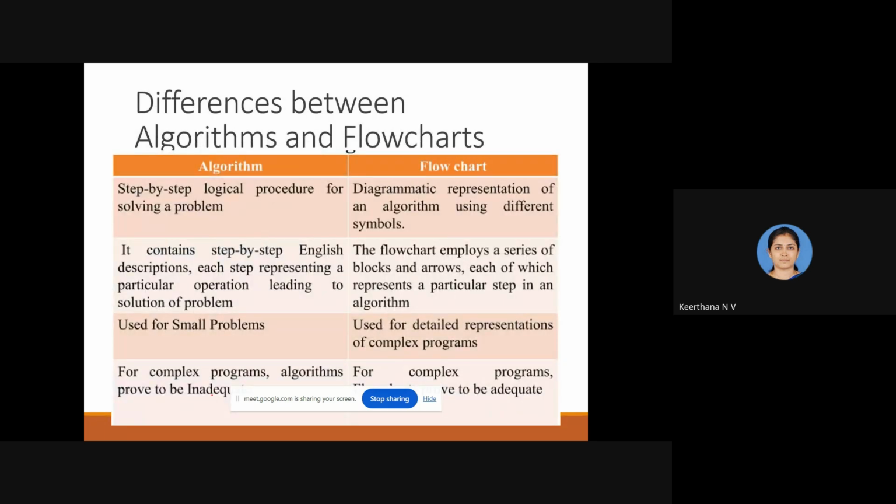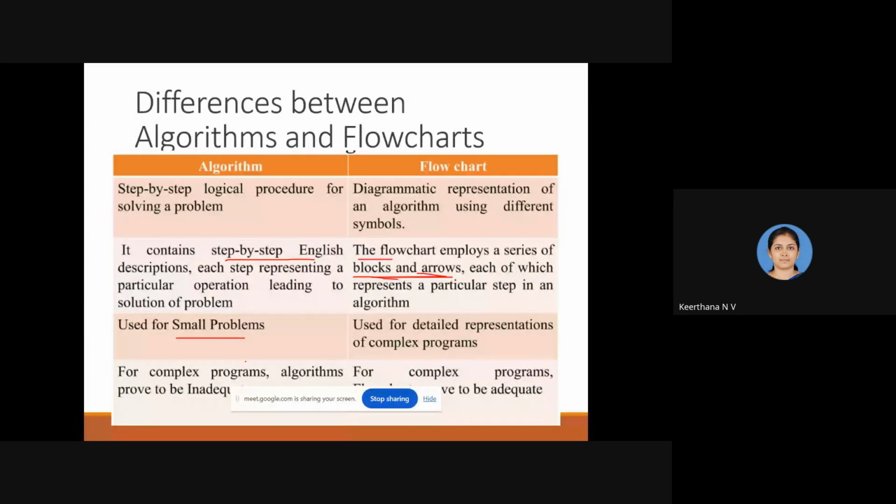So what is the difference between an algorithm and a flowchart? An algorithm is a step-by-step procedure and a flowchart is a diagrammatic representation of an algorithm. The algorithm is represented in English words. The flowchart will contain blocks, arrows and symbols for representing the concept of a problem. An algorithm will be used for smaller problems. For bigger problems, it is very difficult to write an algorithm page by page. If it is a flowchart, you can easily represent it in your diagrams, so that will be easily understood by a programmer for designing their programs.